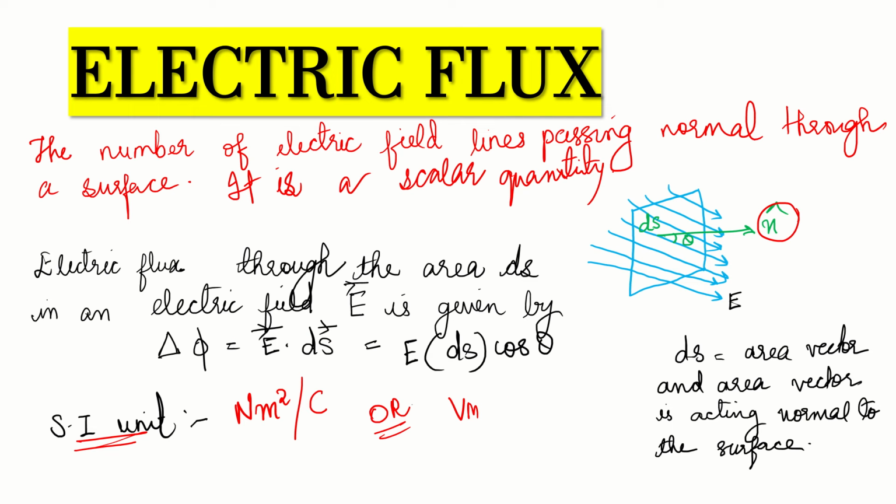So once again, what is electric flux? The number of electric field lines passing normal through a surface is called electric flux, and electric flux is a scalar quantity. The expression for finding electric flux is delta phi equal to E into dS, or if we are given an angle, then we have to use the formula E dS cos theta. The SI unit is Newton meter square per coulomb or volt meter.